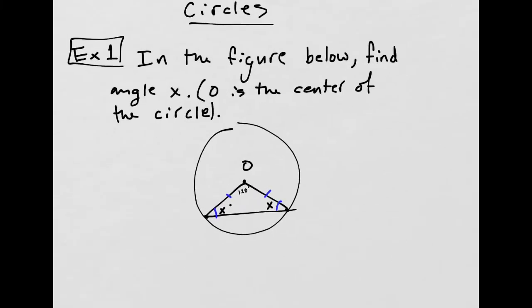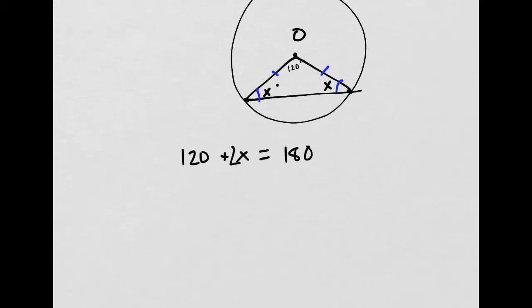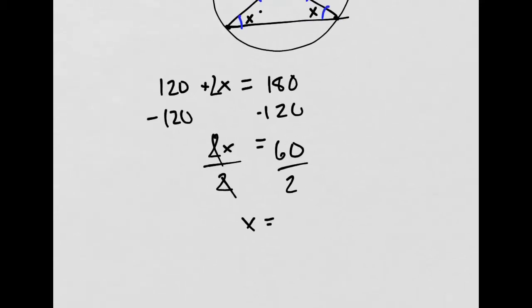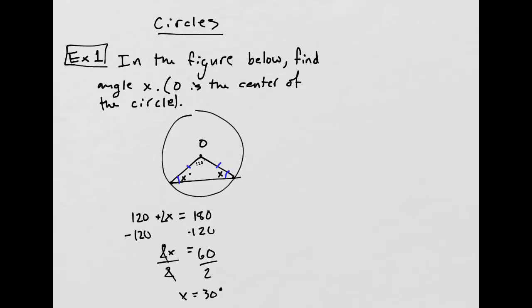So if I want to figure out what X is, I can just say 120 plus X plus X, which is 2X, has to equal 180. And then subtract off 120. Is it 60? So 2X equals 60, divided by 2, X must be 30 degrees.